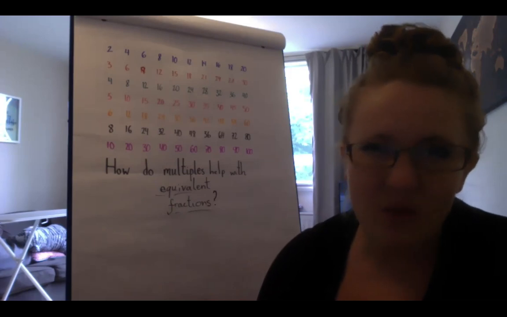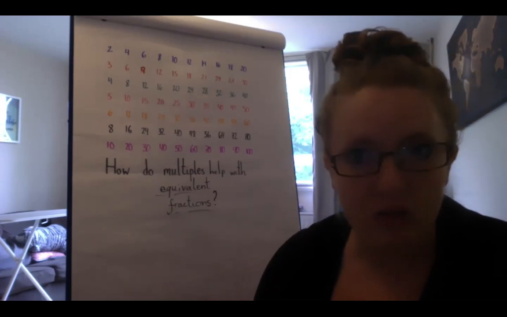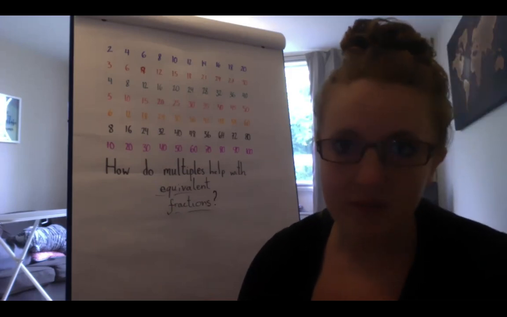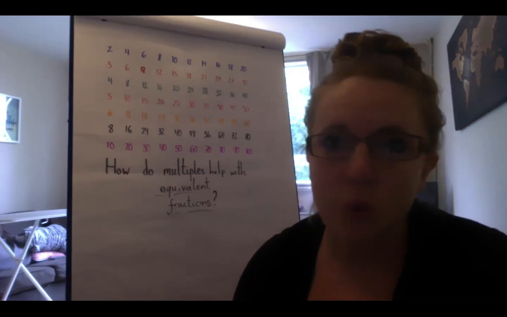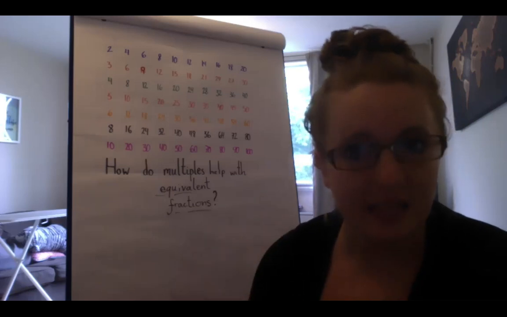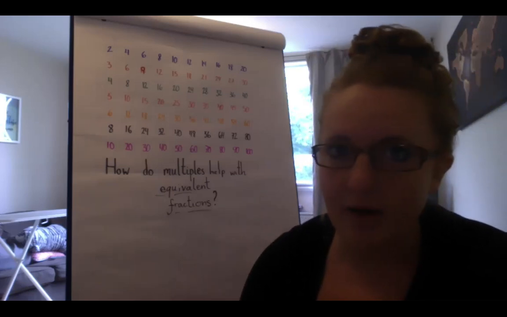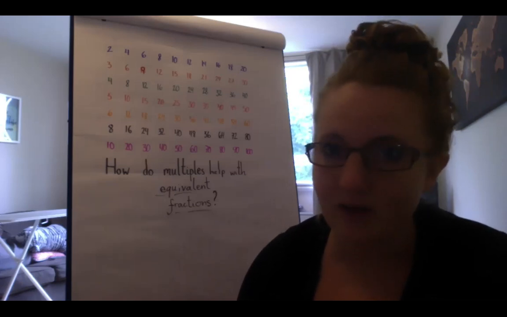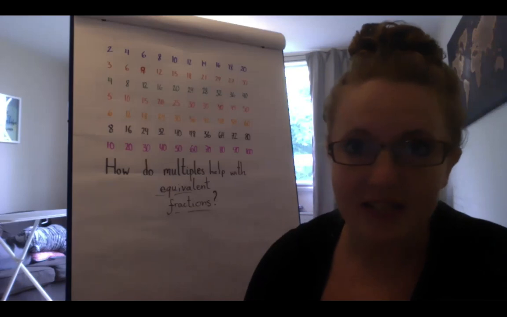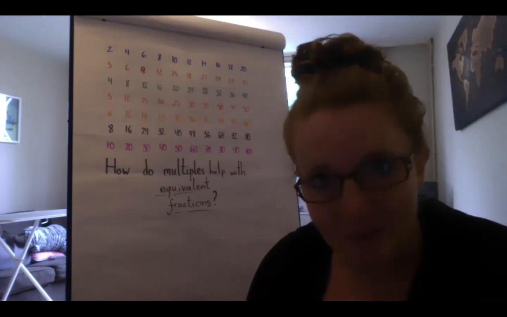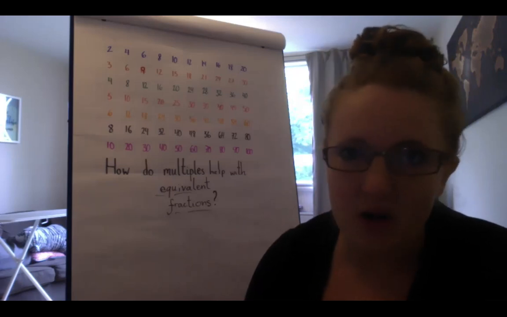Now, it's important to remember the difference between a multiple and a factor. Factors are what we can multiply to get to that number. So for example, my factors of 12 are what we can multiply to get to 12. So 1 and 12, 2 and 6, 3 and 4 are my factors of 12. Multiples are different. Multiples are what we get after we multiply a number by an integer or another number.